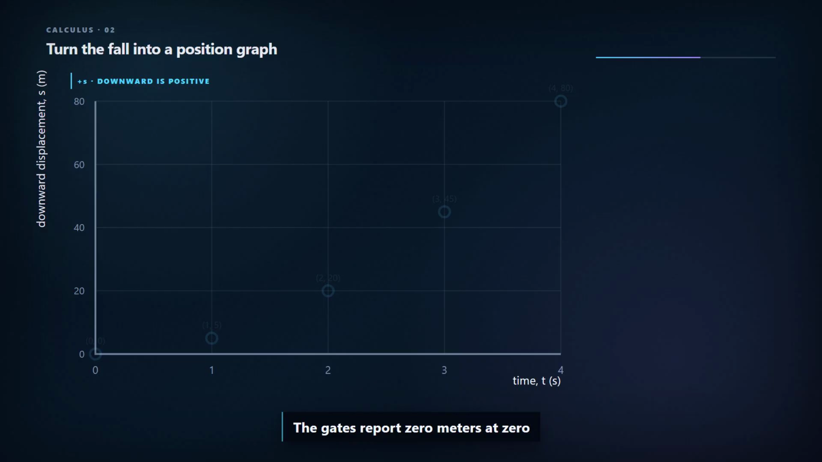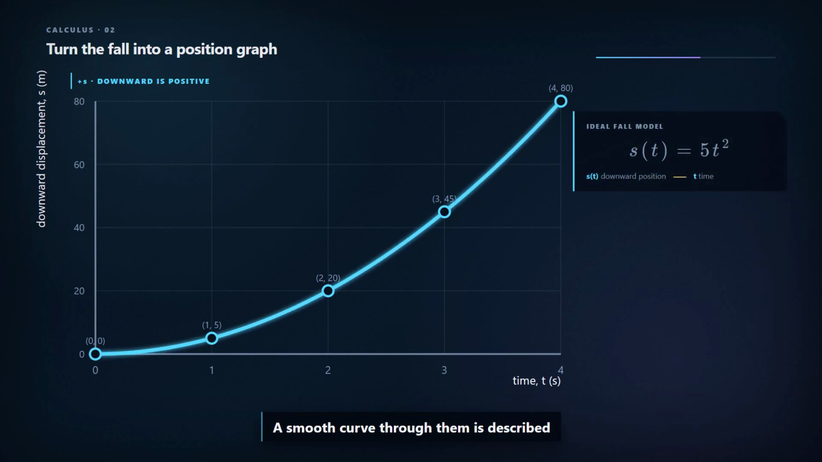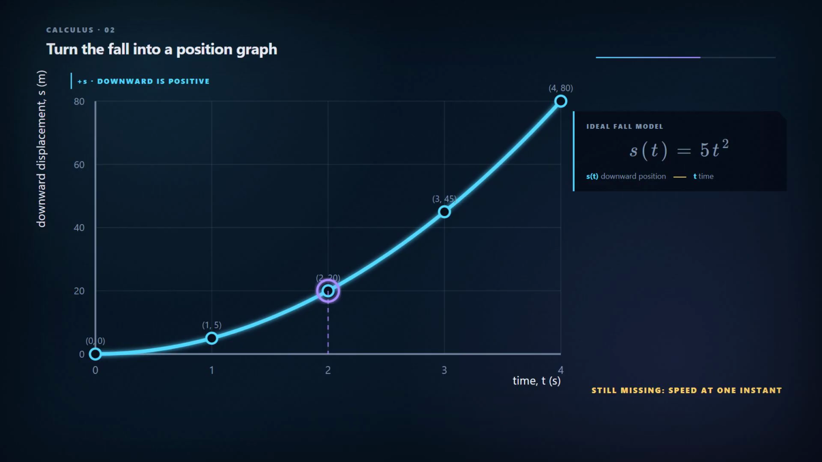The gates report 0 meters at 0 seconds, 5 at 1, 20 at 2, 45 at 3, and 80 at 4. Move those records onto a time graph. A smooth curve through them is described by S of t equals 5t squared. That formula is only a compact model of this ideal fall. It has not yet answered how fast now.